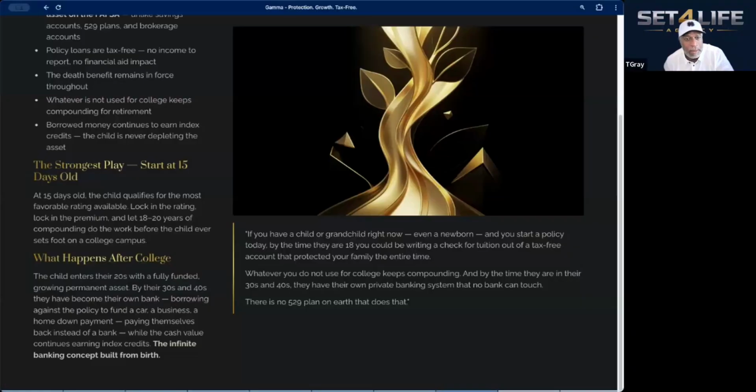So this is amazing. What's the best time to start? 15 days old. In the United States, Social Security numbers are issued at 14 days. At 15 days old, that's the most favorable rating that child's going to have in their entire life. That is the best time to do it.